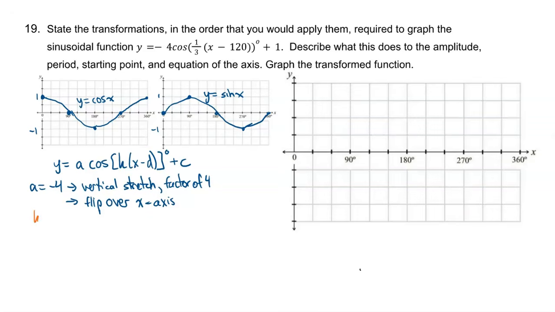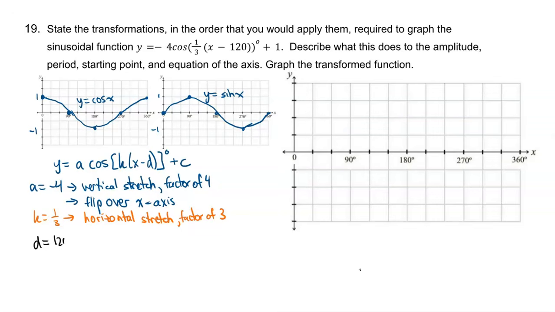The next thing to look at is the k value. And the k value here is a third. What that means is that we are going to do a horizontal stretch or compression. Now the tricky thing about k is it's always the reciprocal. So let's figure out what the factor is here. It's the reciprocal of 1/3, which is 3. So that means it's going to be a horizontal stretch. Horizontal stretch factor of 3. So instead of a period of 360, it's going to have a period of 1080, which we'll get to shortly.